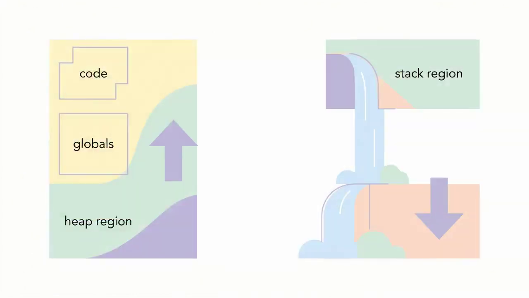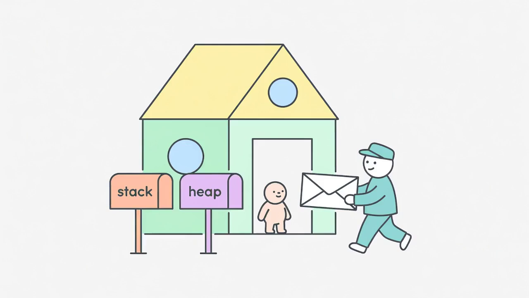So where do these regions physically sit in your process's memory? From low addresses upward: your compiled code, then global data, then the heap growing upward toward the middle, then a gap, then the stack growing downward from the very top. They grow toward each other like two waterfalls meeting in the sky. With that mental map, let's see both regions in action in a tiny C program.